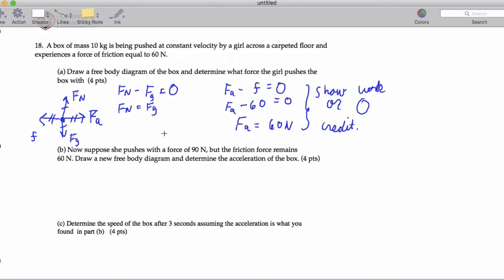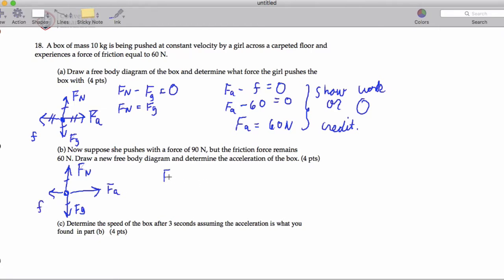Now it says, suppose she pushes with a force of 90 newtons, but the friction remains 60 newtons. We're going to draw a new free body diagram and determine the acceleration. So we have the normal, we have the weight. Those still balance vertically. But now let's look at the horizontal forces. We have the applied pushing force, and we have a friction force that doesn't balance.